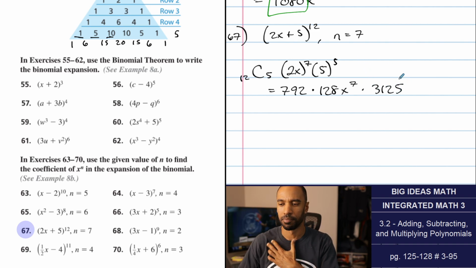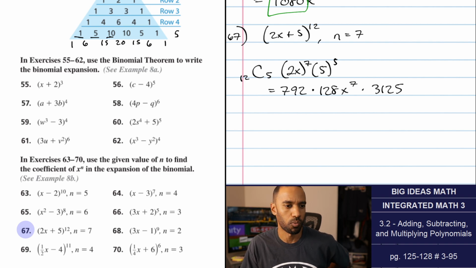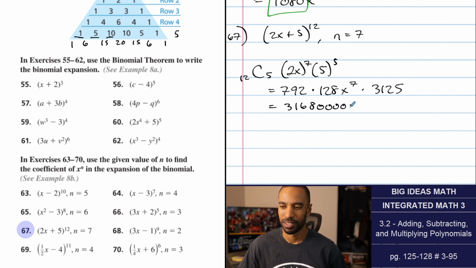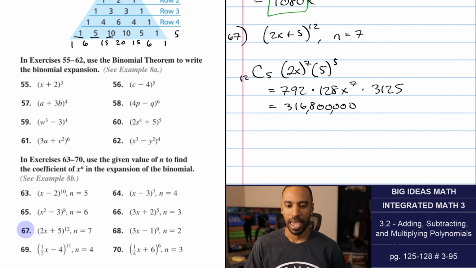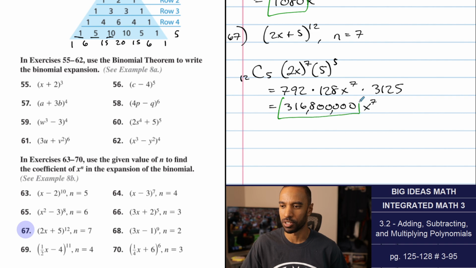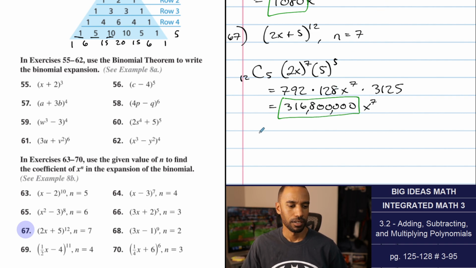Oh, this is going to be a big number. So 792 times 128 times 3125 is, let me write it, 3168 followed by 5 zeros. 316,800,000. Oh, I still want to write that x to the 7th. That was the whole goal. But we have this coefficient. Okay, so good thing this isn't a whole binomial expansion, right?